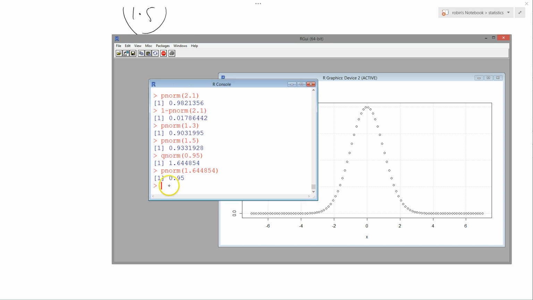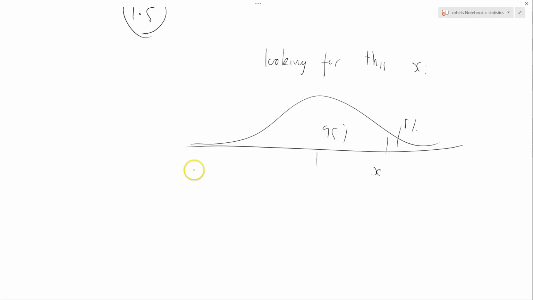Well, I guess we should really verify this. If I say table of rnorm of 1,000,000, and I'm going to ask what proportion of them are greater than 1.644854. Where do I get the number from? I'm just copying.